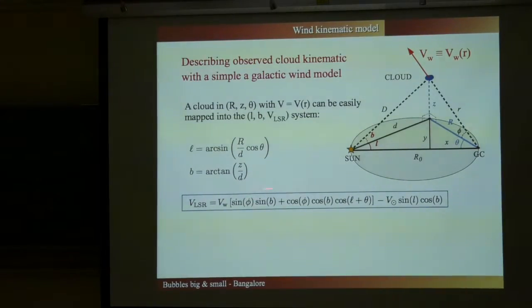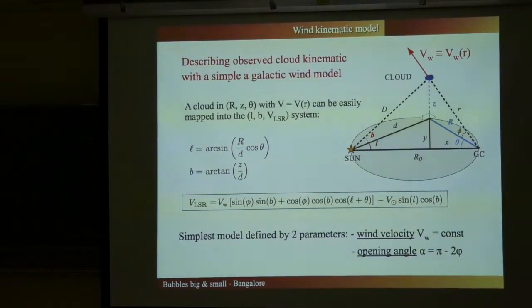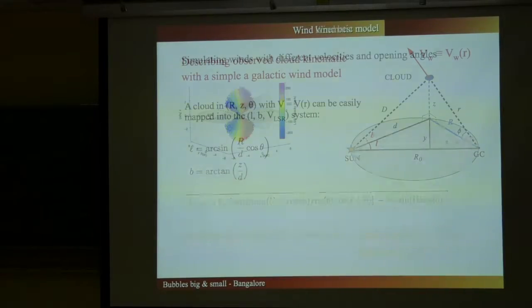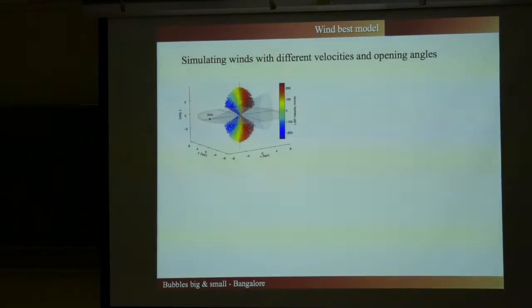And you end up with an expression for the velocity, which looks like this one, where the first two terms are the projection of velocity along the line of sight, and the correction for the galactic position. Easy. Okay, so in the simple case, the model is defined by just two parameters. The wind velocity, that we assume to be constant for simplicity again, and then the opening angle that basically tells you where a cloud is allowed by the wind, the cycle of the polar angle. And we fit different winds with different velocities and with different opening angles. We compare them to the data. So this is the way our model looks like.